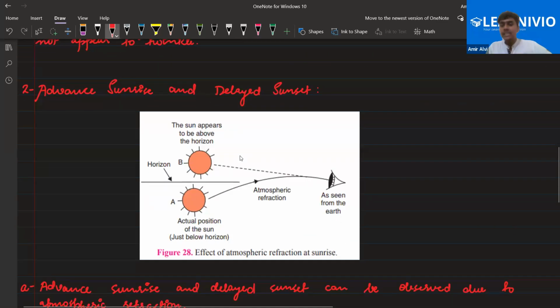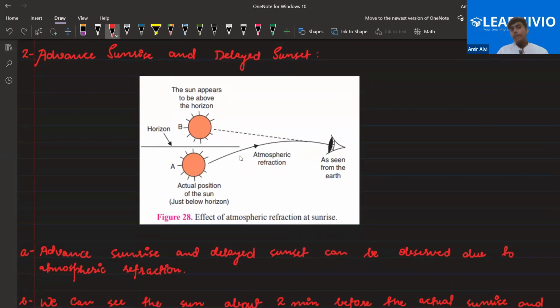Advanced sunrise and a delayed sunset. That is okay. Advanced sunrise means that in the morning, the sun that we see rising is not the actual sun. The actual sun is below the horizon, the line that separates the sky and the earth. That's very far. It looks like it's not the actual line, it is an illusion, right?